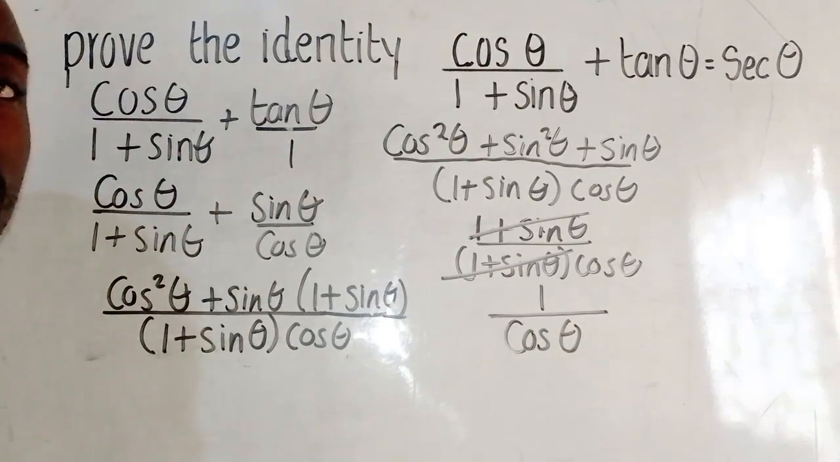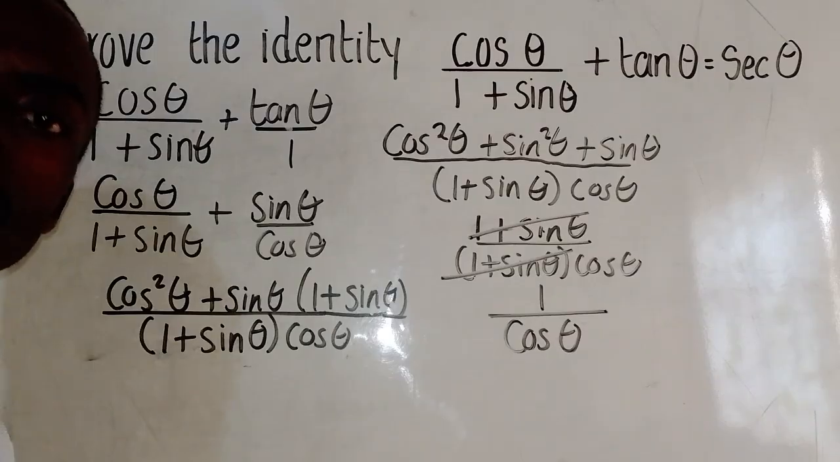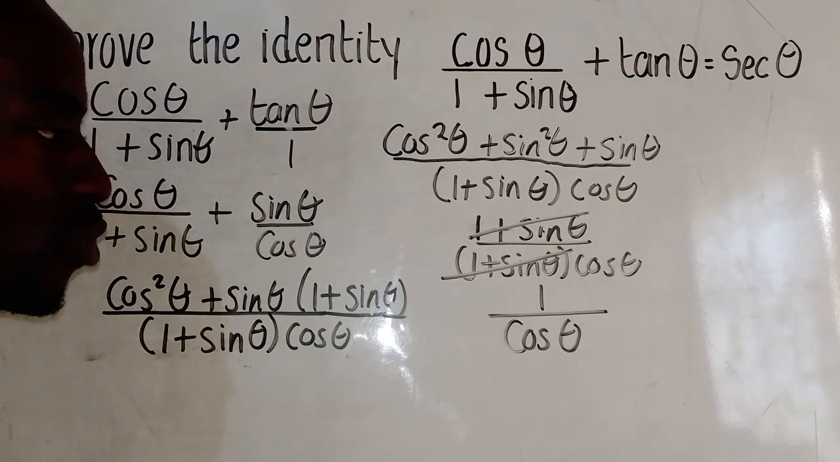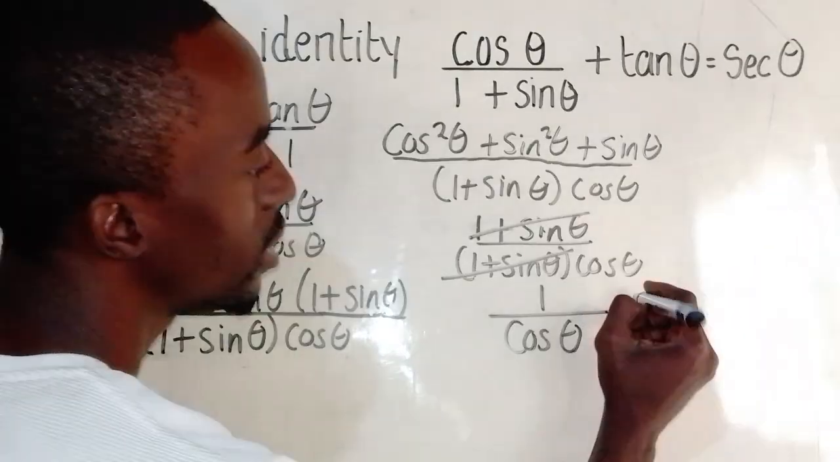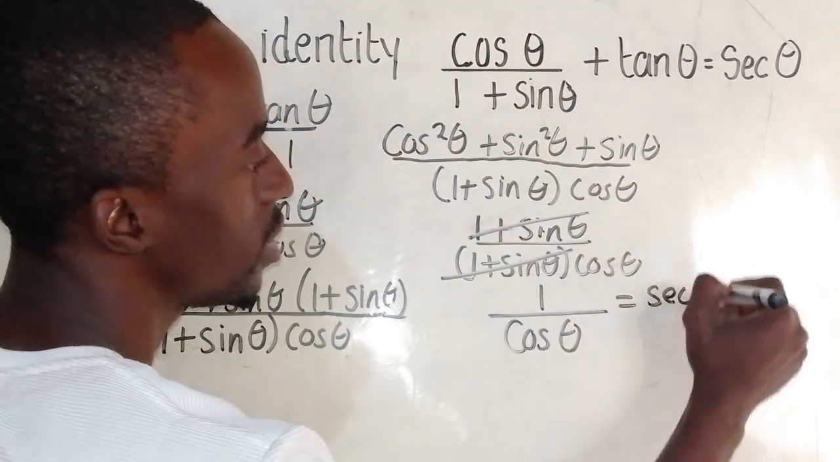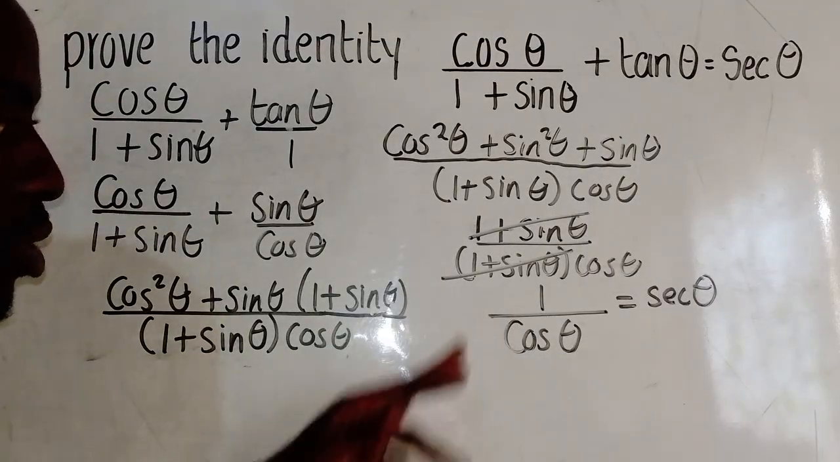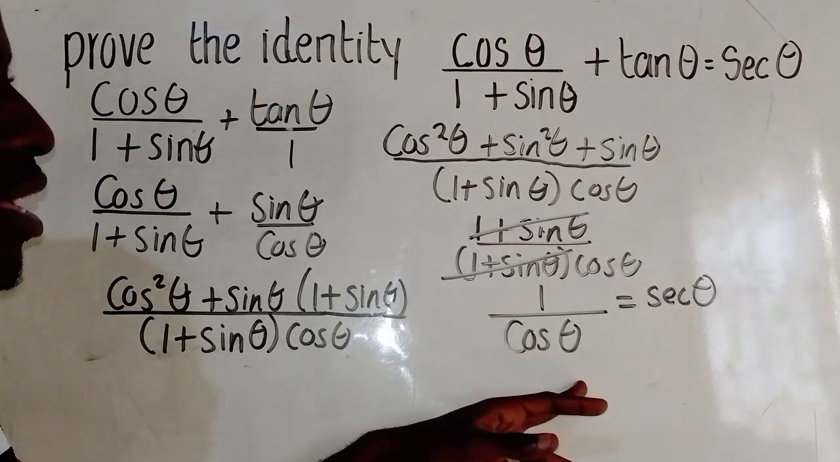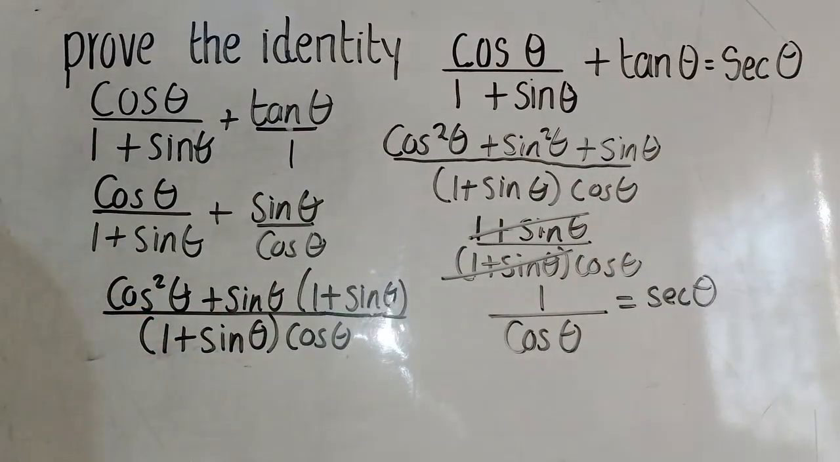You have seen? Now we know that the reciprocal, or the multiplicative inverse, of 1 over cos is equal to sec theta. So when I say sec theta, it simply means it is the same as 1 over cos theta. As you can see, sec theta is the same as this one there.